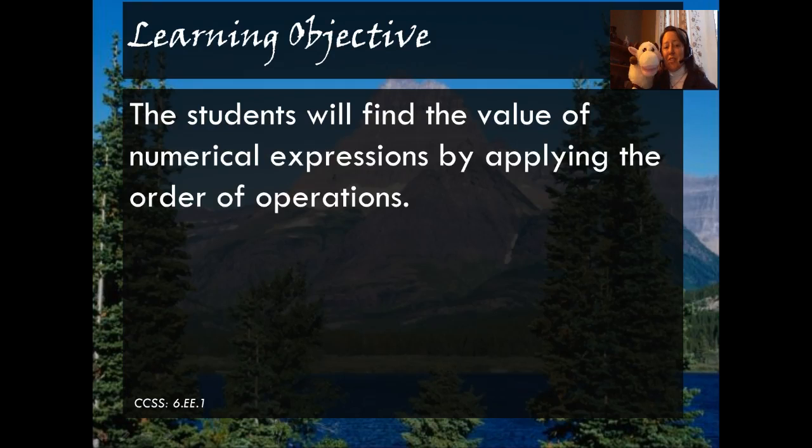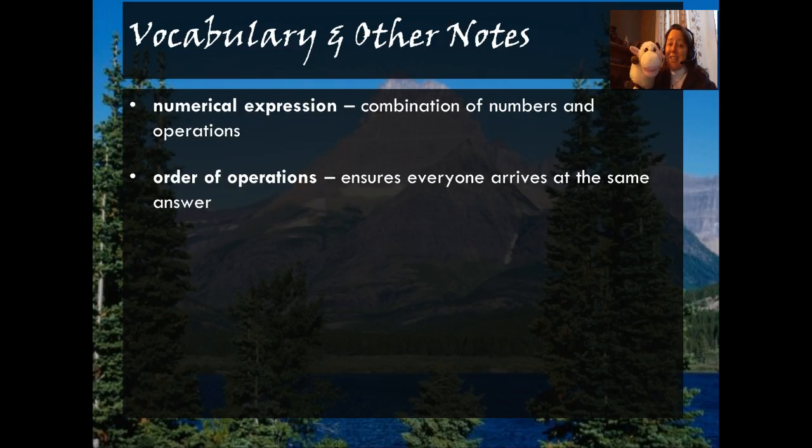Today's learning objective: students will find the value of numerical expressions by applying the order of operations. Today's vocabulary: numerical expression. A numerical expression is a combination of numbers and operations. And operations would be things such as addition, subtraction, multiplication, division, raising a number to a power, and square root.